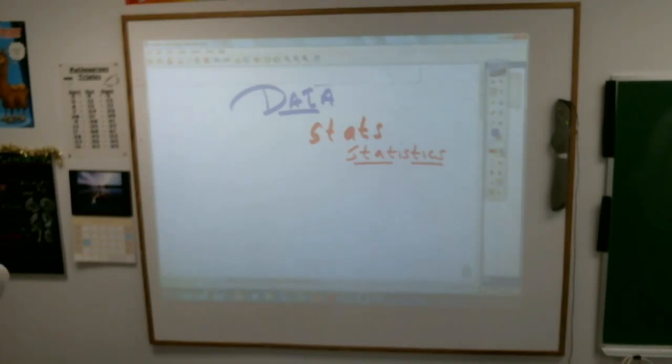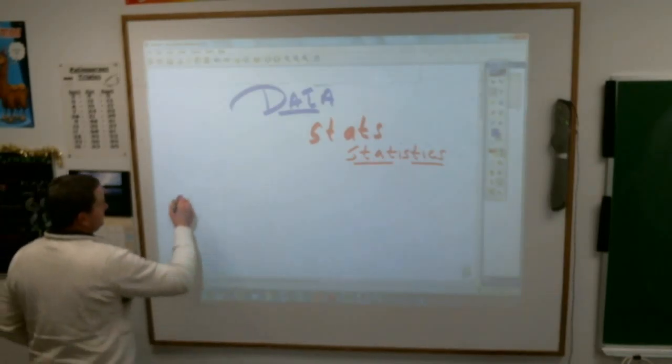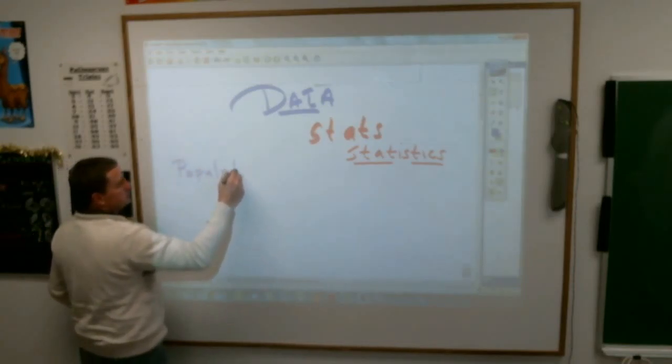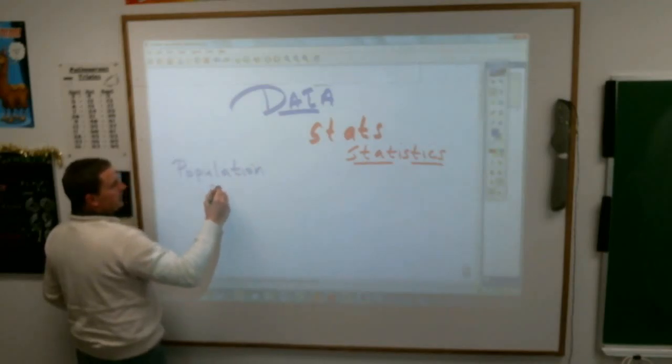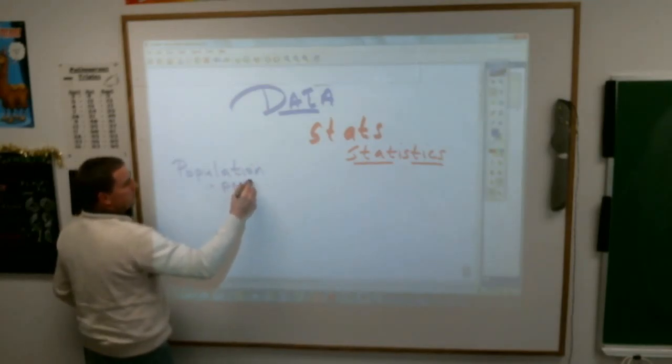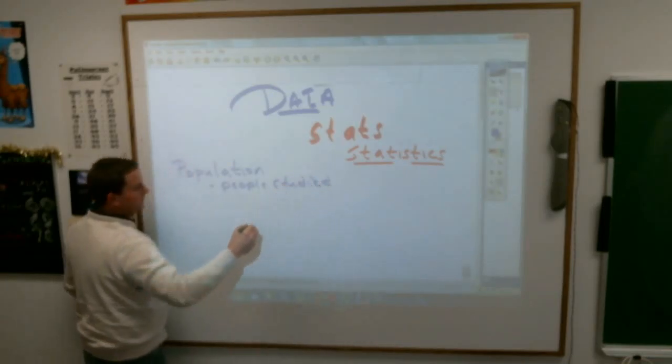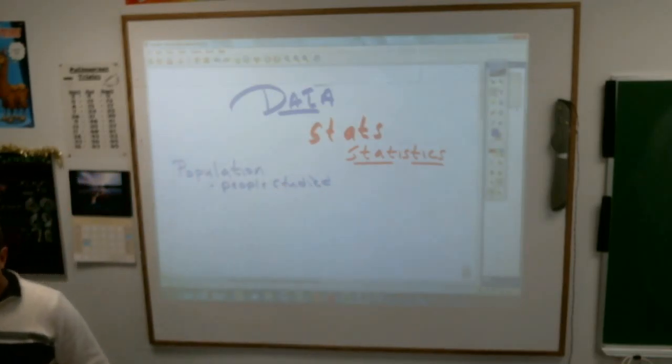There are a lot of definitions here. It says the group of people researchers want to study is called the population. That's the people that are studied. Melissa's sister's population would be the football players.